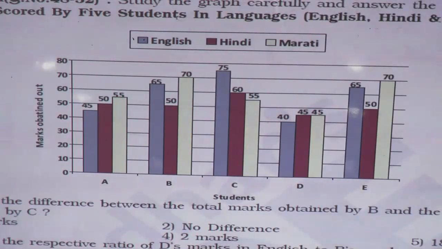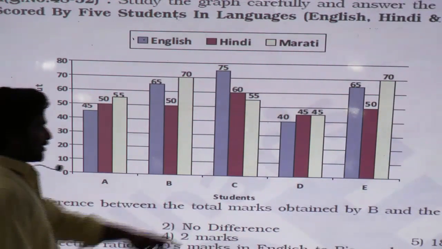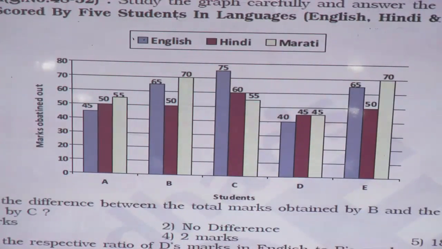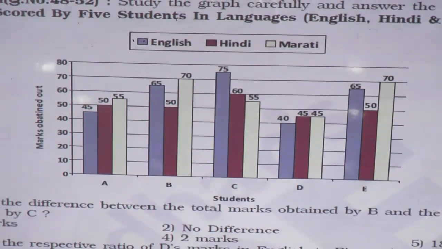What is the respective ratio of D's marks in English to B's marks in English? D in English, how much is this? 40. B in English, 65. 40 by 65. Cancellation with 5: 8 and then 13.